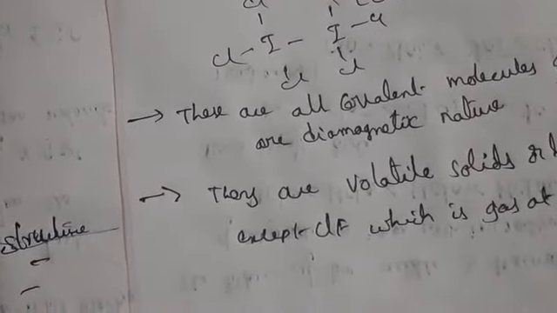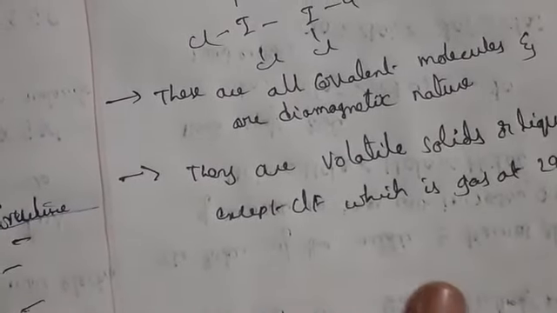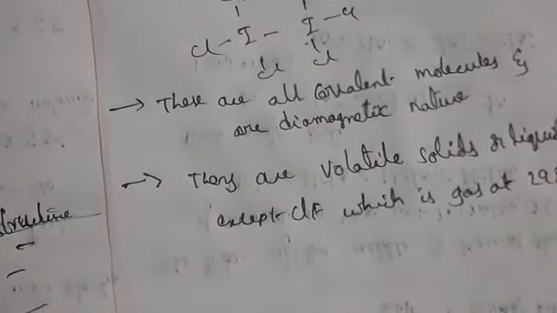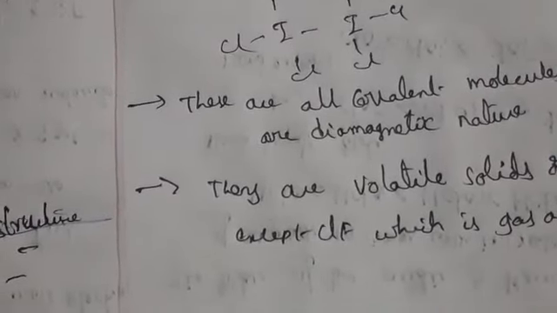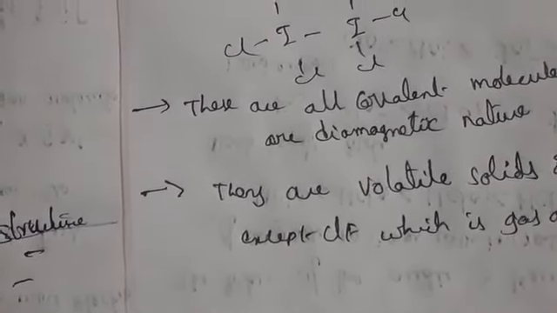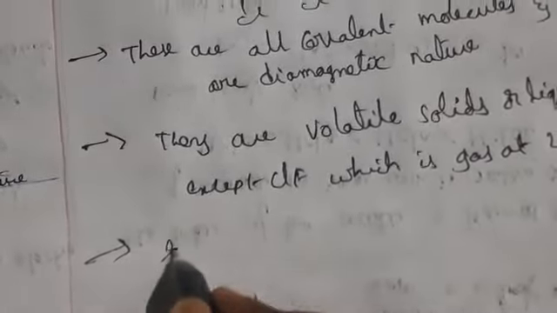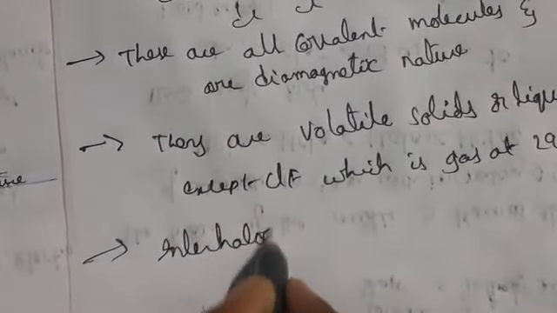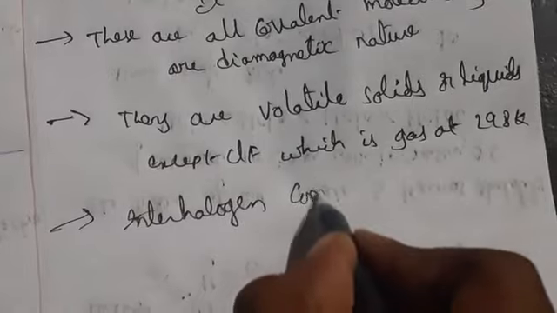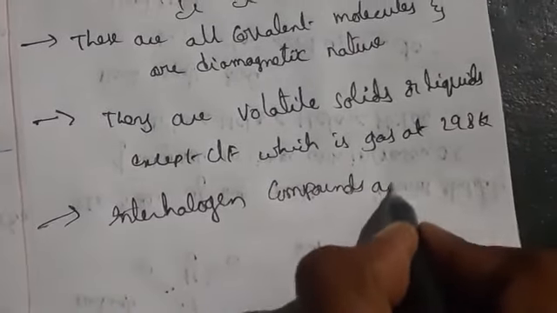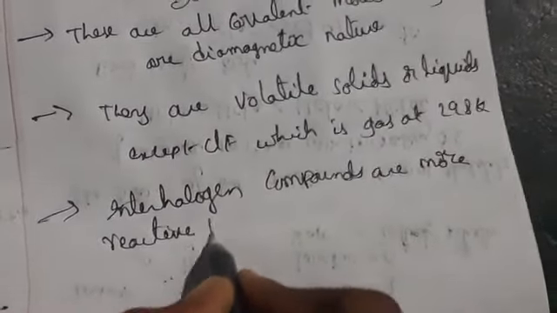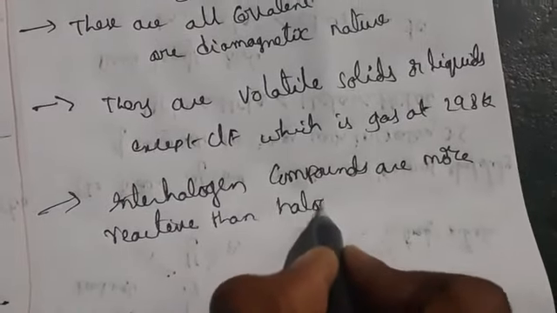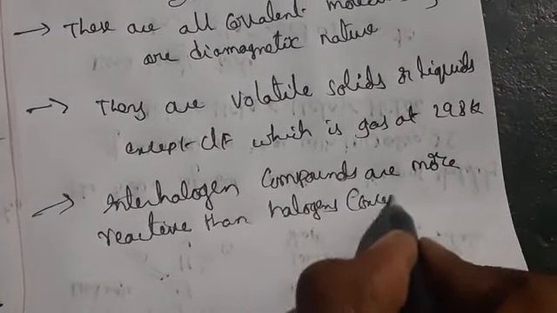Here the physical properties are intermediate between the halogens, and their melting points are higher than expected. Generally, interhalogen compounds are more reactive than halogens, we can say. Why? Because the X-X' bond in interhalogen compounds is weaker than the bond in halogens, except the F-F bond. So interhalogen compounds are more reactive than halogens, except fluorine.